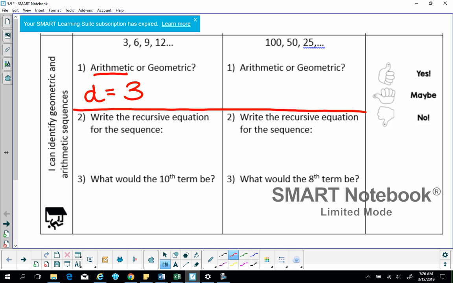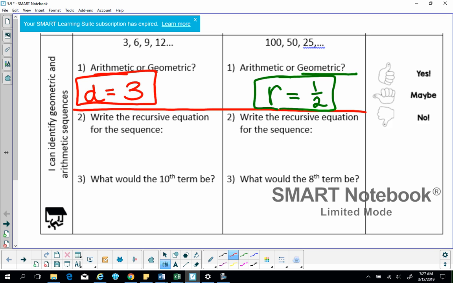Over here, what would this one be? Geometric. And I know that because it's multiplying. Now, what is it multiplying by? Half. Good. So some people I saw write 2. Make sure we're multiplying by half, because half of 100 is 50, half of 50 is 25. Some people wrote 2, but remember it's dividing by 2, but we always got to know what it is multiplying by. Awesome. So that was actually your ticket out the door from last class.